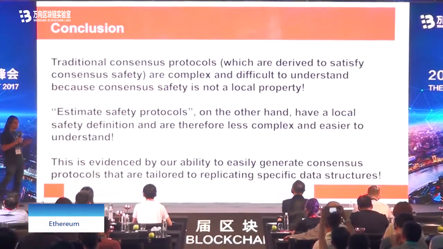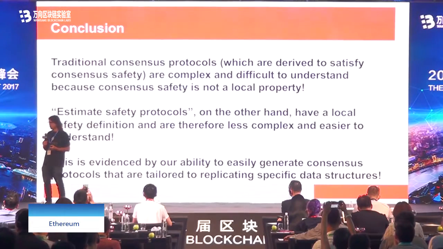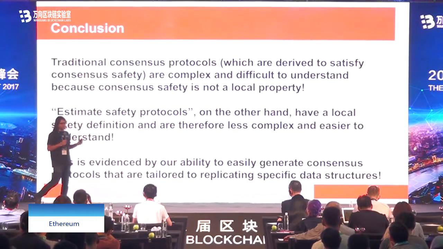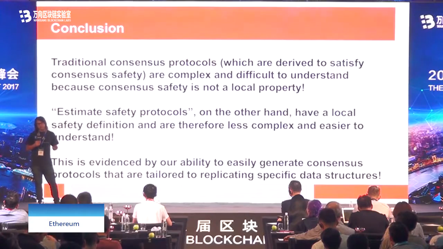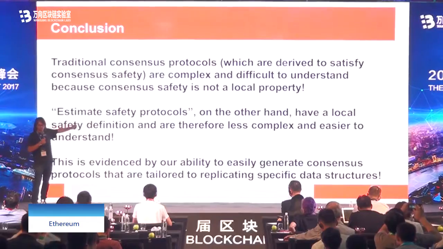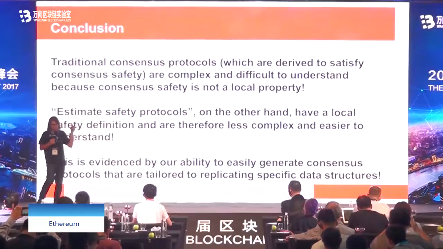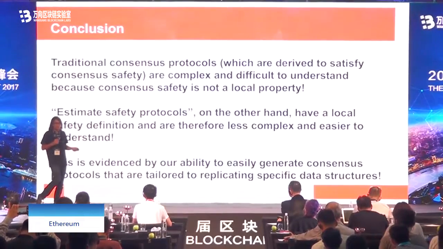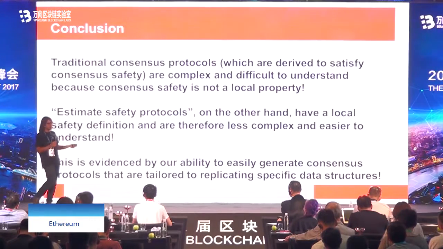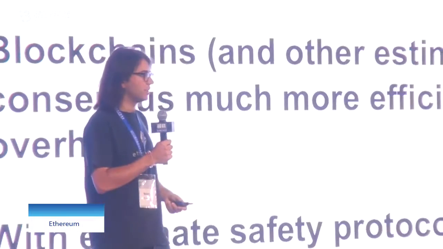So, concluding thoughts. Basically, traditional consensus protocols are really complex normally. They're derived to satisfy this distributed property, which is difficult to reason about. Estimate safety protocols, on the other hand, are derived to satisfy a local property, but we have this really nice relationship between them, and so we can just use estimate safety protocols as consensus protocols. And this makes it easy for us to come up with new consensus protocols, which is amazing because consensus protocols are notoriously difficult. And it unifies our picture of blockchain consensus and traditional consensus.